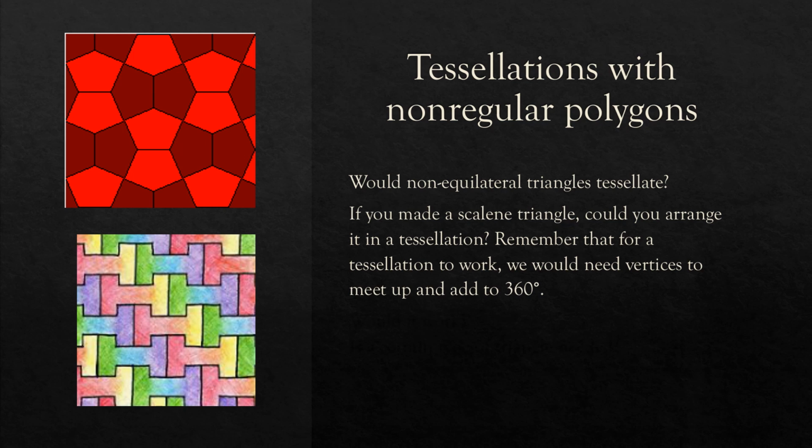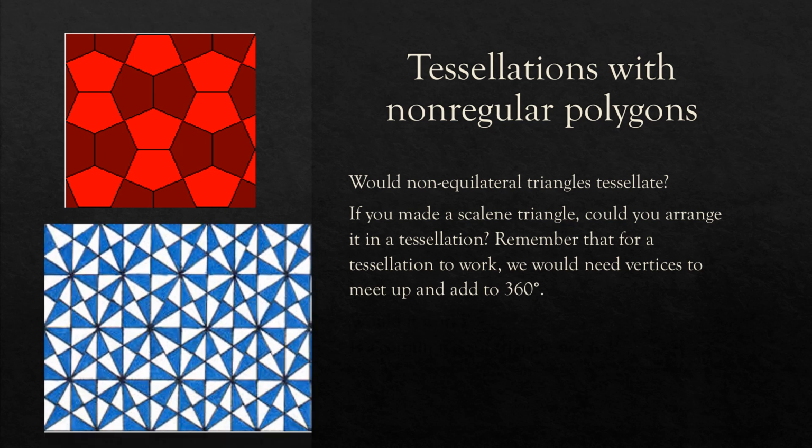Remember that for a tessellation to work, we would need vertices to meet up and add to 360 degrees. Well, since the three corners of any triangle add up to 180, then I think we can add them to 360 as well. Here's a picture of a scalene triangle tessellated. You can see that at certain corners, we have enough triangles to tessellate. So does it work? Yes.